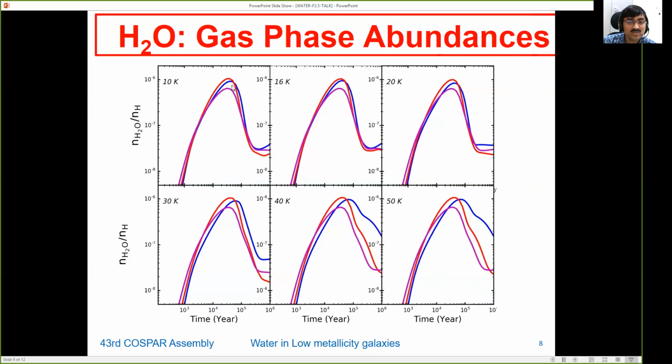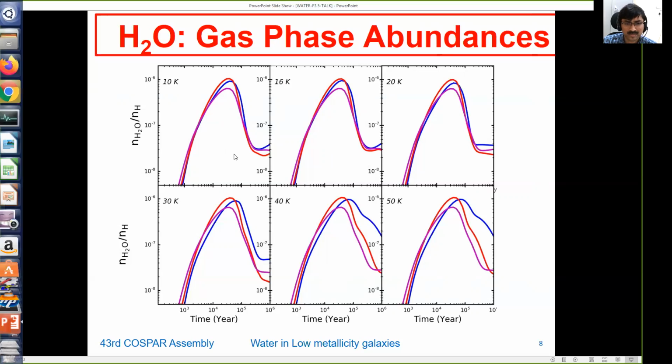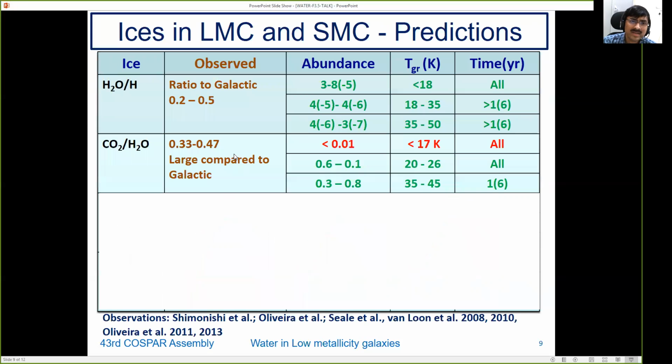But here you can see one thing: the SMC and LMC values are actually a little bit larger than the galactic values. It's primarily because the galactic star-forming regions have much more dust, so some of the water will stick on the surface of the dust grains. Okay, so now let us compare these values with the galactic values.